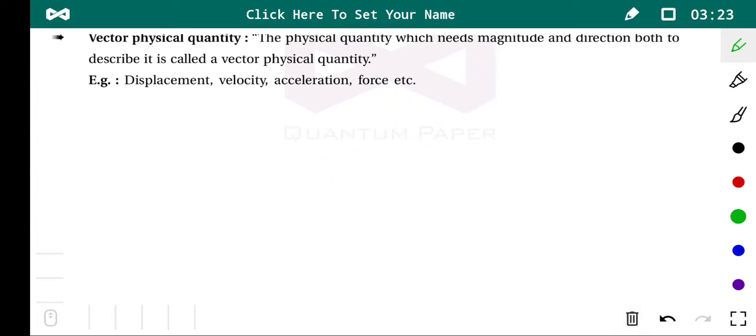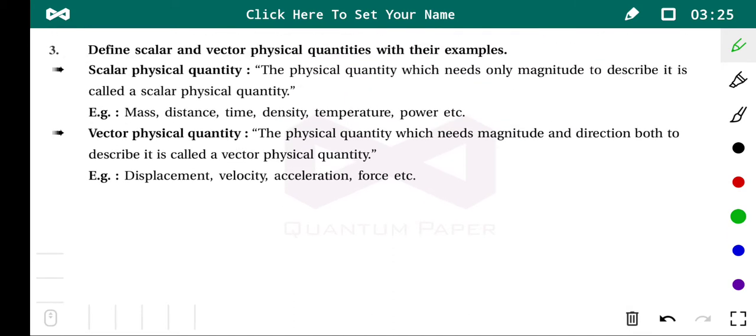So simple આપણે કહીએ તો સ્કેલર ક્વોન્ટિટીમાં ઓનલી મેગ્નિટ્યુડ થ્રુ આપણને બધી જ વસ્તુ એક્સપ્લેન થઈ શકે છે. જ્યારે વેક્ટર ક્વોન્ટિટી હશે ત્યારે આપણે મેગ્નિટ્યુડ પ્લસ ડાયરેક્શન એપ્લાય કરીશું તો આપણને બધી જ ઇન્ફોર્મેશન્સ મળશે. So we can say the physical quantity which needs only magnitude to describe it is called the scalar physical quantity.